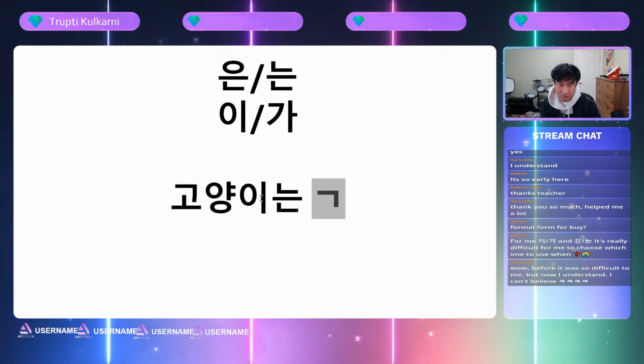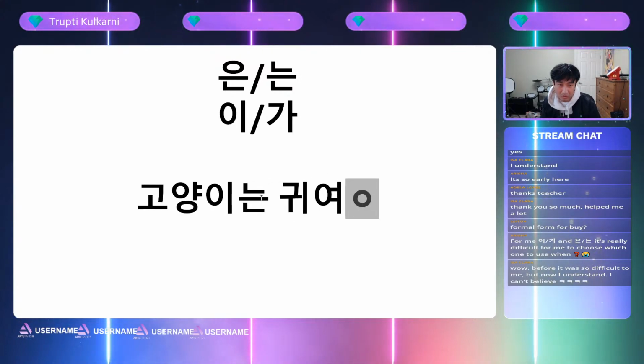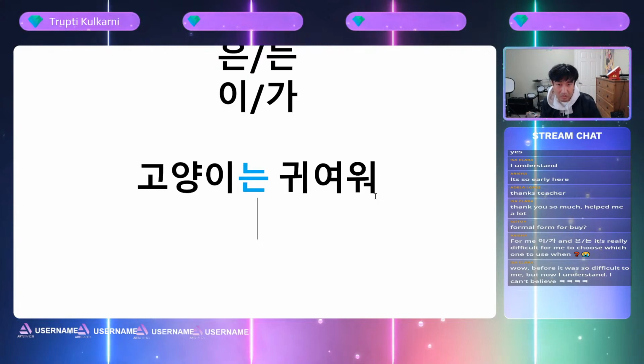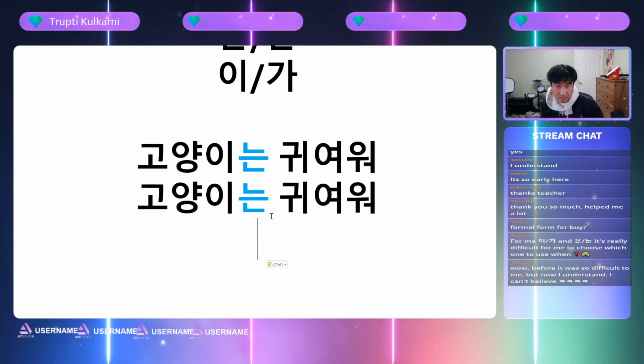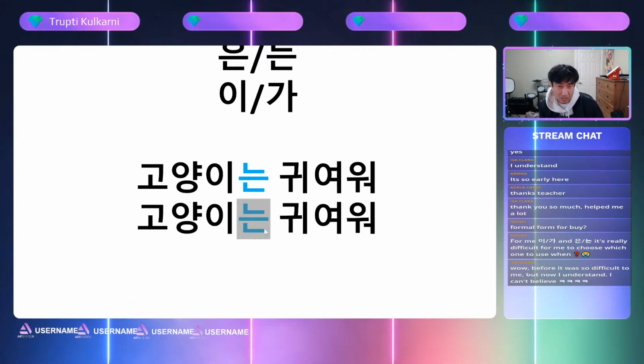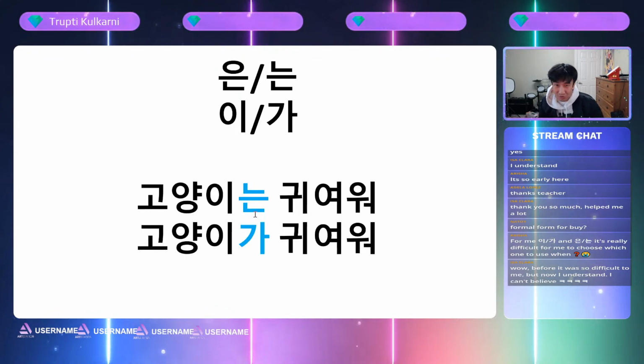So it's like 고양이는 귀여워. Okay, this time we use 는. But the same sentence, 고양이가 귀여워. Okay, wait, it's getting kind of cut off. So one of the sentences we use 는, one of the sentences we use 가. 귀여워 means cute. This is like cat is cute, and this is also cat is cute.